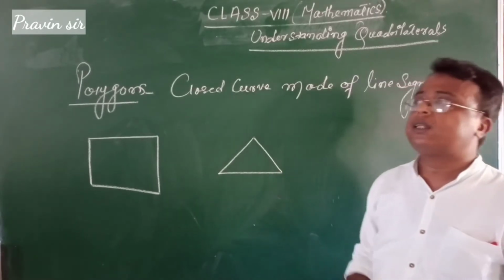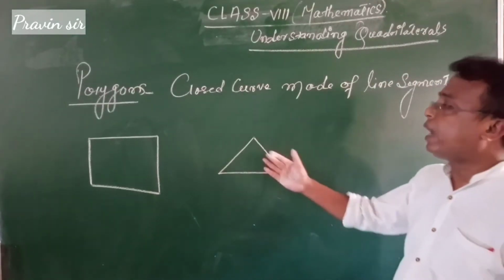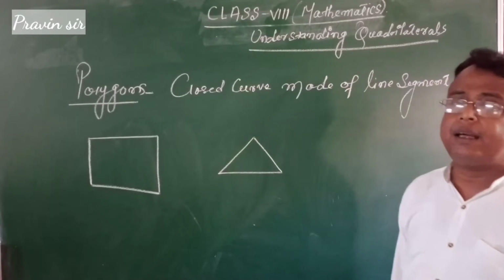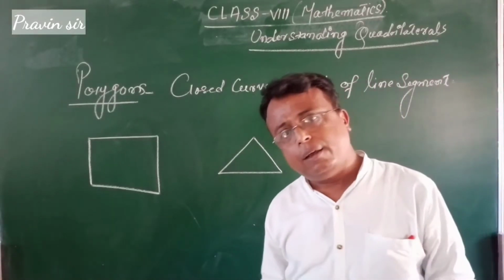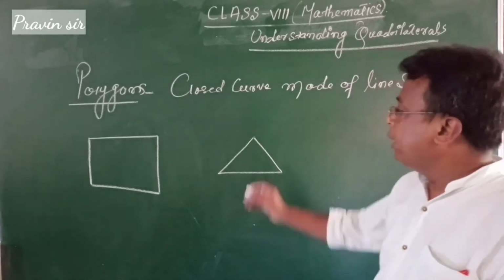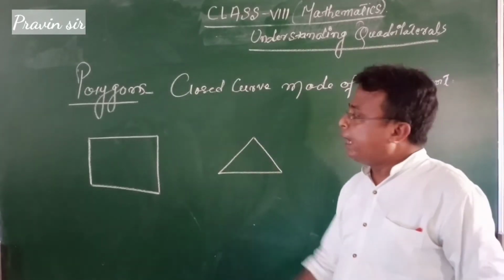A very simple definition of a triangle. If someone asks you for the definition of a triangle, everybody knows what a triangle looks like, but how will you define it? The definition of a triangle you can give like this: a polygon made up of 3 line segments. A polygon made up of 3 line segments is called what? Triangle.